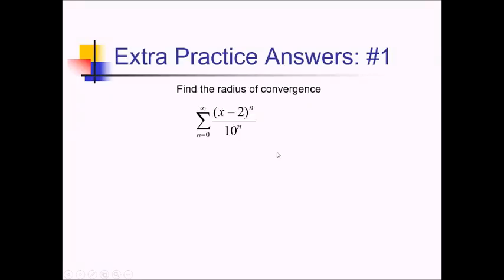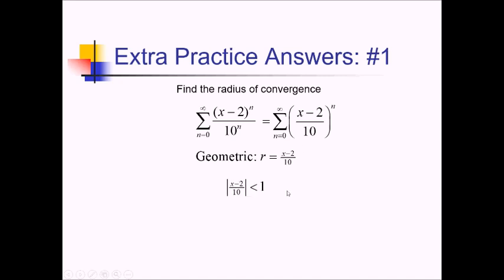To find the radius of convergence on this one, the key is recognizing that we can rewrite all of this as one big fraction, (x minus 2) over 10, to the nth power. If we do that, we see that this is actually a geometric series with an r value of (x minus 2) over 10. So for a geometric series to find the radius of convergence, we just need the common ratio here, the absolute value of that, to be less than 1.